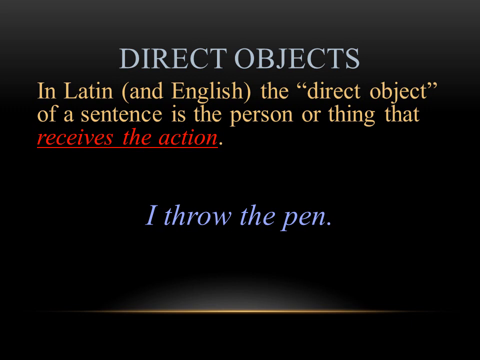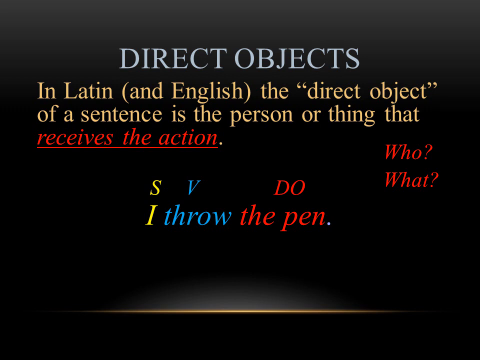We already know that the subject is I. Now we know that the subject is performing an action. It's throwing something. So throw becomes our verb. Now we have to ask ourselves who or what is receiving the action. So in other words, who is receiving the action of the throwing? And the way you want to word this in English is you want to put it all together. I throw who or I throw what? And the answer in this case is the pen. This is our direct object.